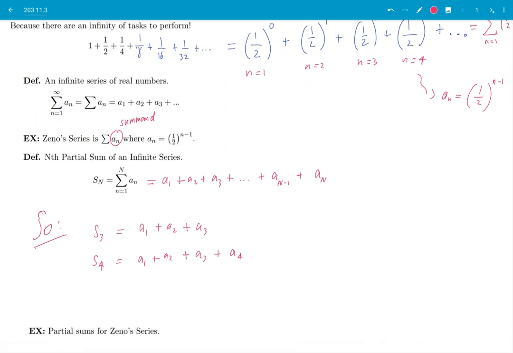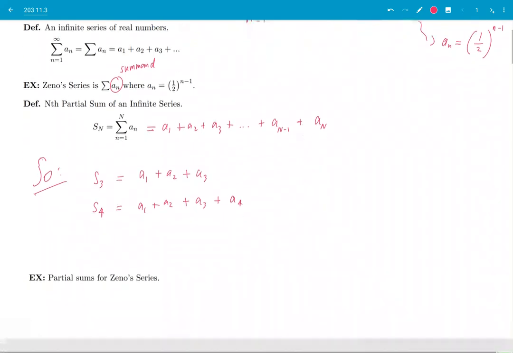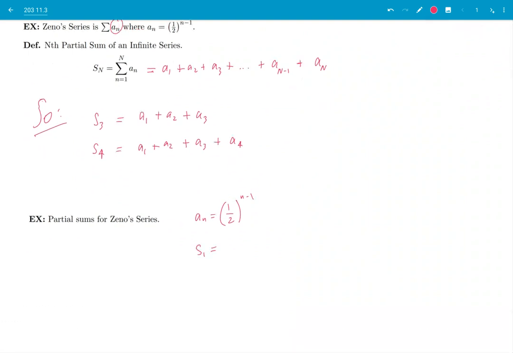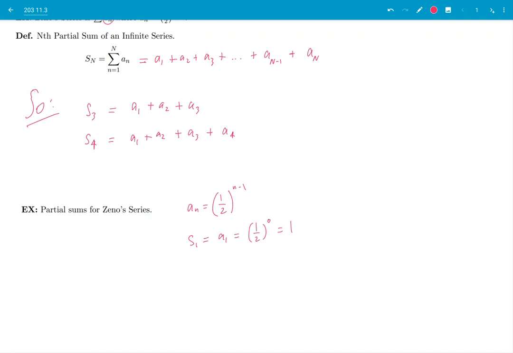Okay, let's look at Zeno again. Partial sums for Zeno. Well, S1 is going to be, let's just write down what A_n is again. It's this thing. Now, S1, that's just A1, which is a half to the zero, which is 1. S2, it's A1 plus A2, which is 1 plus a half. Let's skip ahead to S4. You get 1 plus a half plus a quarter plus an eighth.